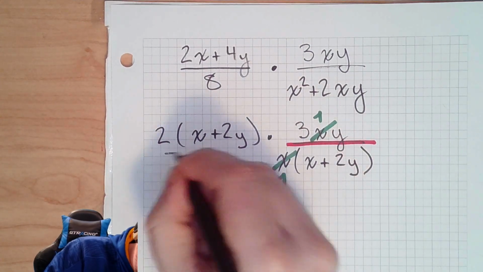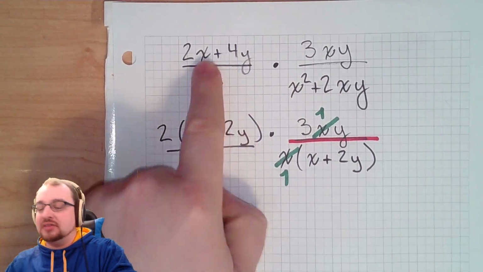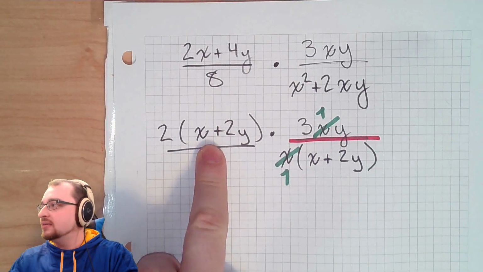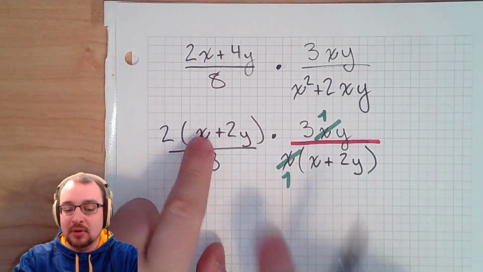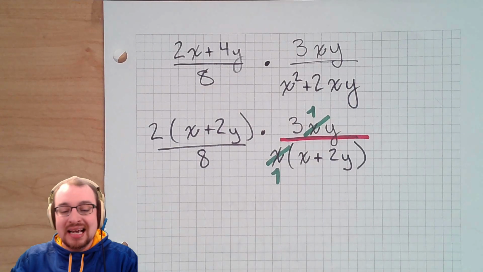You should always check, is this still the same thing, right? Is 2 times all that the same as this? If we double this, yeah, for sure, right? If we double the x, we get 2. If we double the 2y, we get 4y, right? Same thing, right? Just a different way of looking at it. And now we can divide these out.